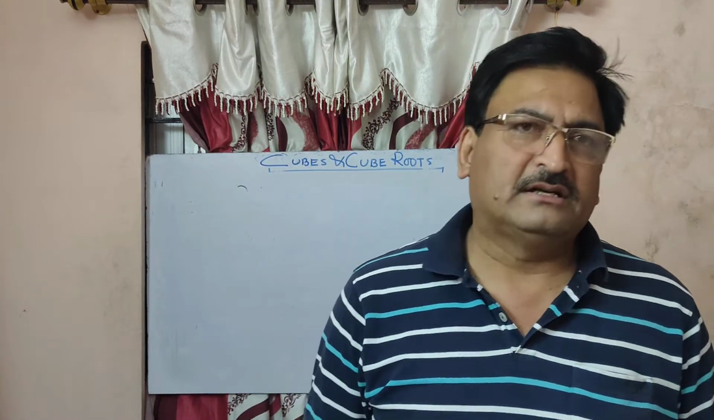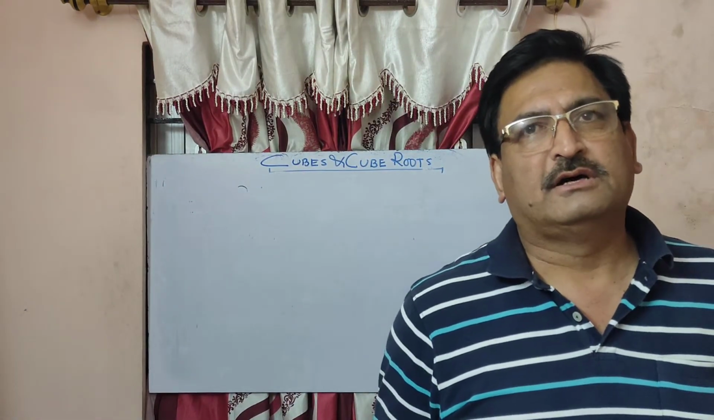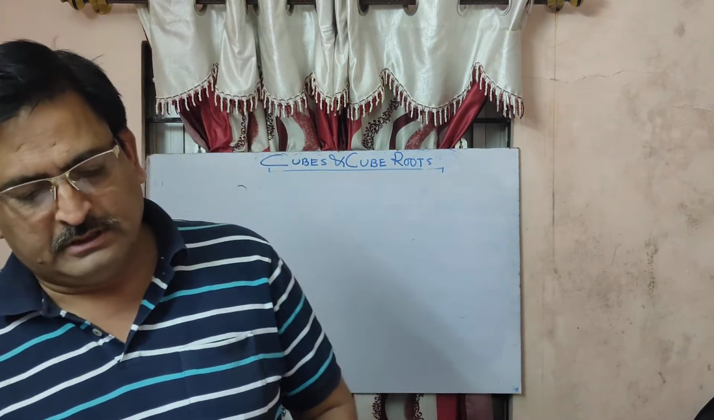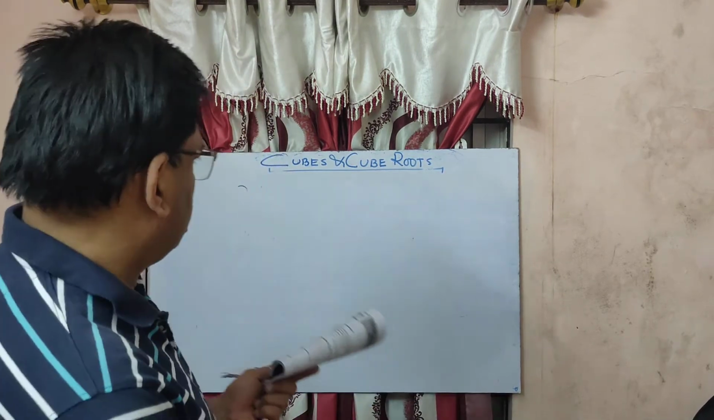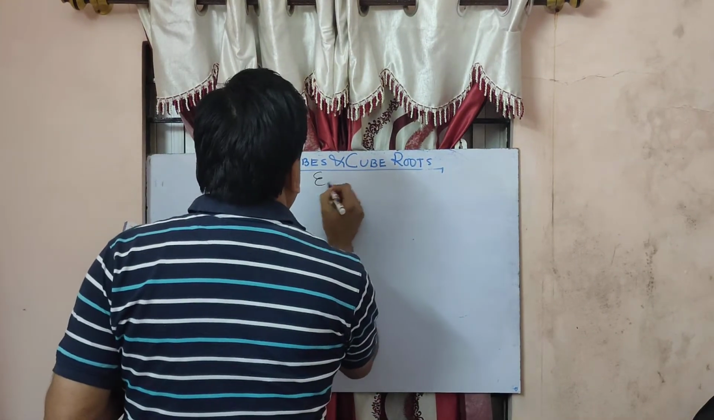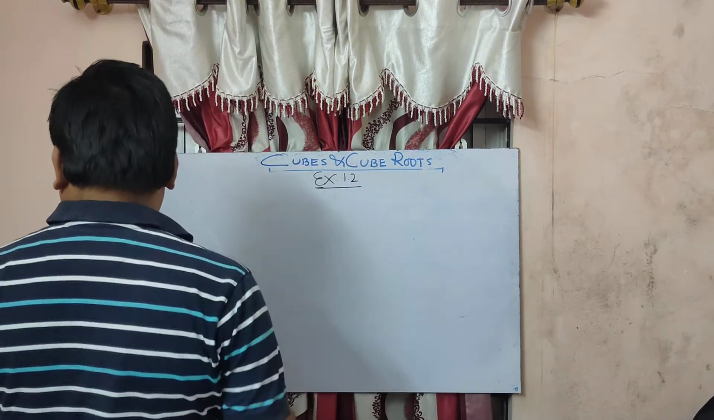Now today we shall understand how to find the cube roots. As we have understood how to find square roots of a square number, in the same way here also you have to find the cube roots from a cube number. Now let us do Exercise 1.2. So what is the first question now?